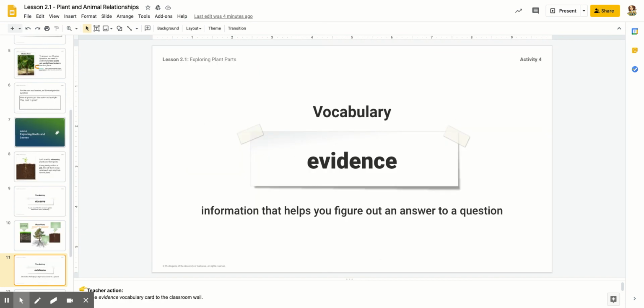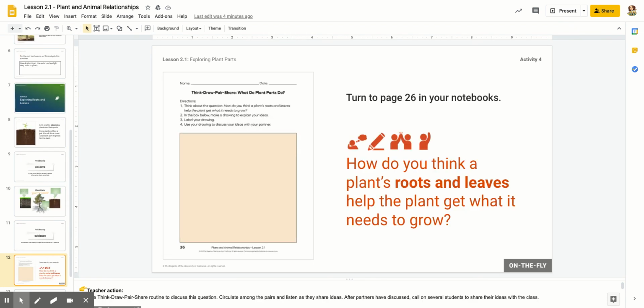Now you're going to put all of your evidence together to explain this. Evidence is just information that helps you figure out an answer to a question. On this page, boys and girls, you're going to double click on the yellow box and answer this question: how do you think a plant's roots and leaves help the plant to get what it needs to grow?